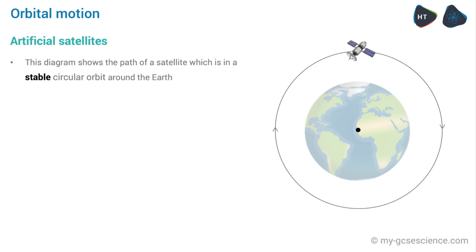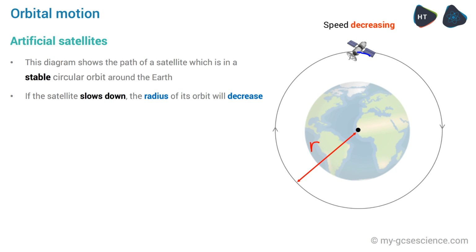This diagram shows the path of a satellite which is in a stable or fixed orbit around the Earth. At the moment, it's travelling at exactly the right speed for its orbital radius. This is the distance from the satellite to the centre of the Earth. If the satellite was to slow down, the gravitational force acting on it would cause its orbital radius to decrease. In other words, it would fall towards the Earth. If it slowed down too much, it would crash into the planet.